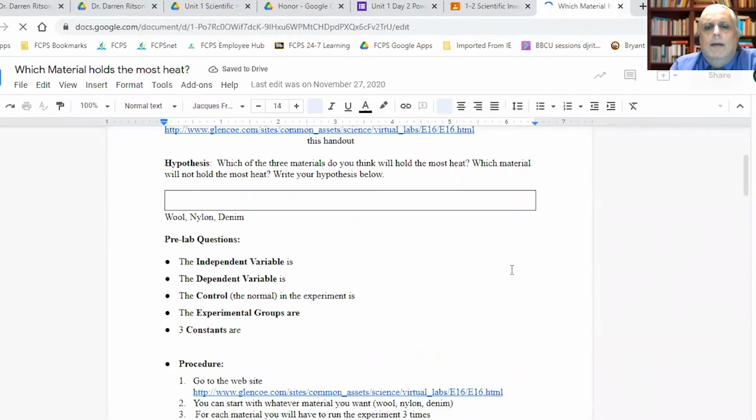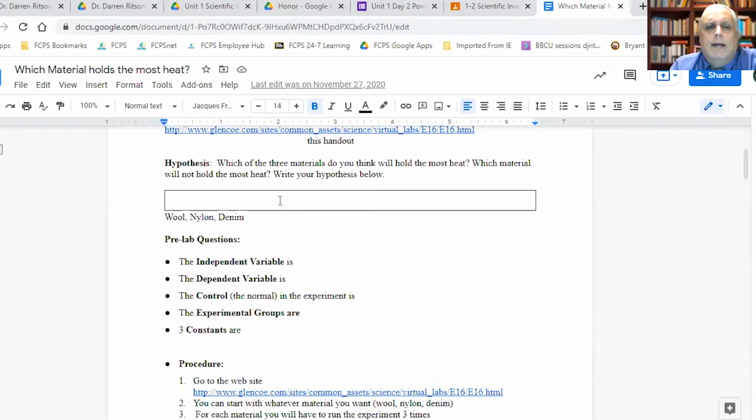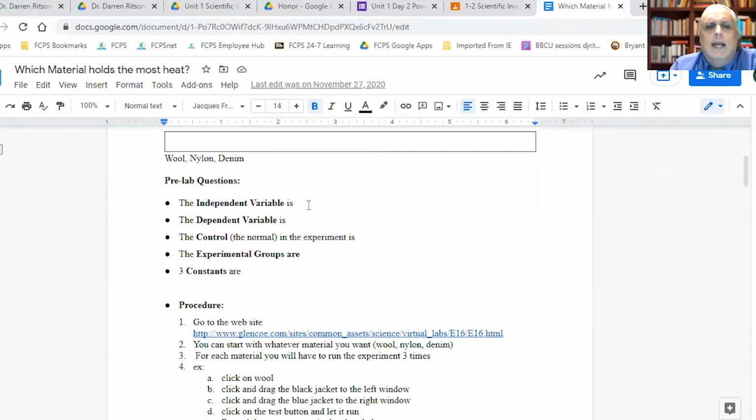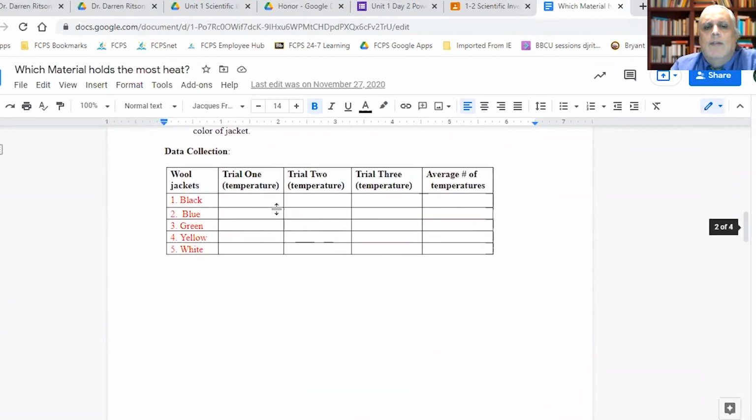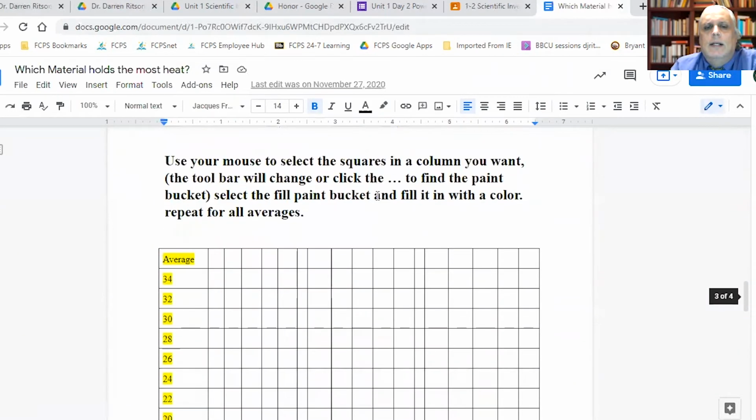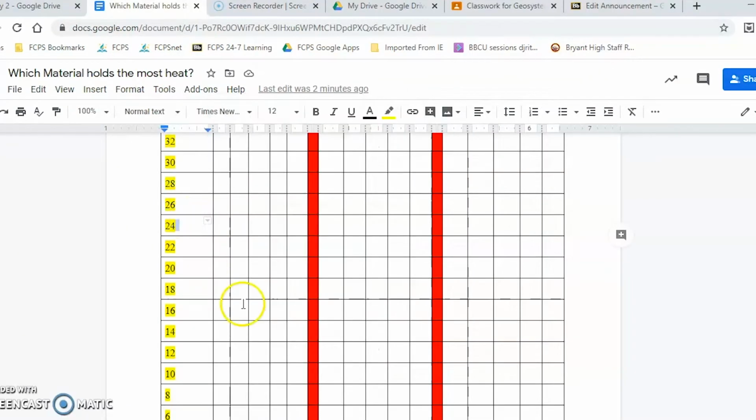Here's one where they had to do an online lab where they were given the document with the link to the lab and everything. They had to form their own hypothesis first, and then through the video, they would have already learned what independent, dependent, control, experimental groups, and constants are. And then they fill in the lab and they would graph it.